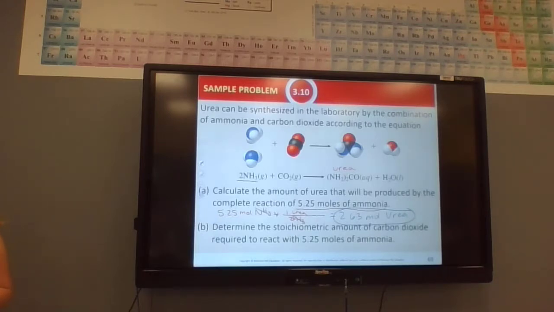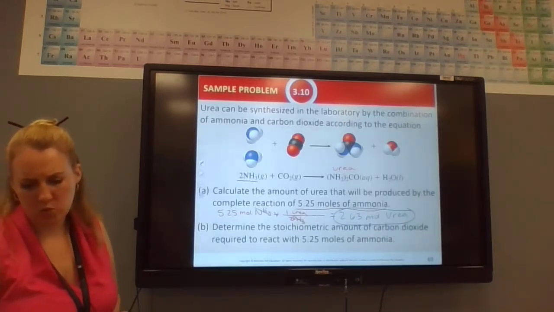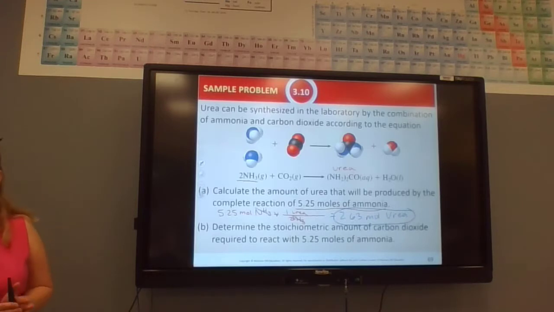And this problem is on page 103. So that's easy. One step. Multiply by the stoichiometric ratio. Not so bad, right? And that would be the same for B.